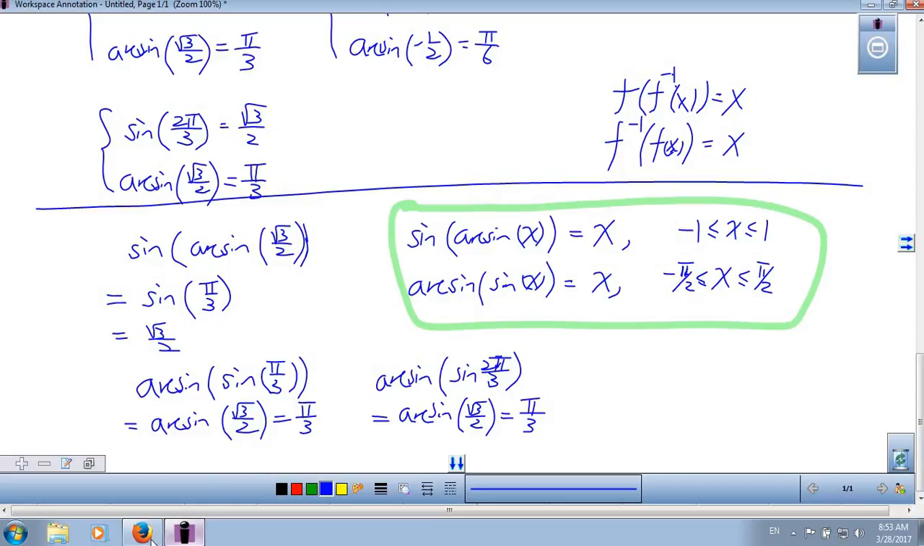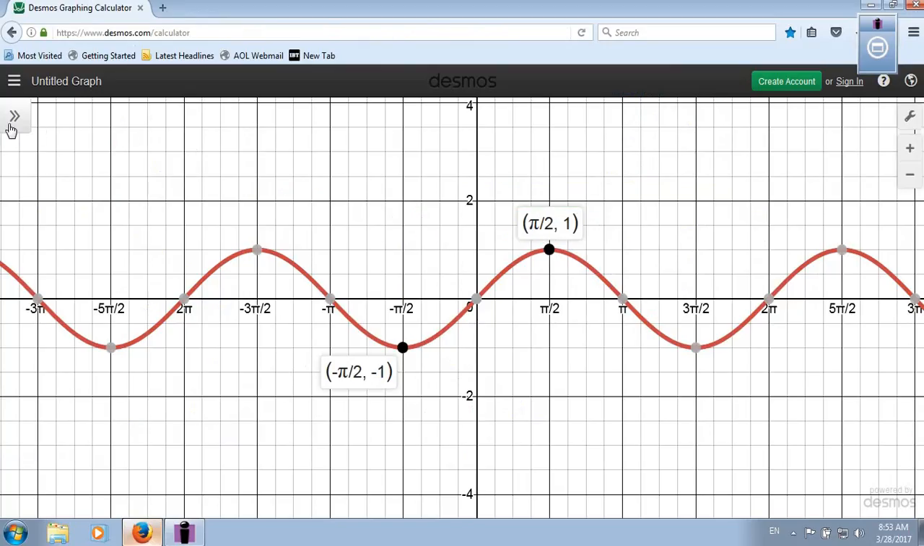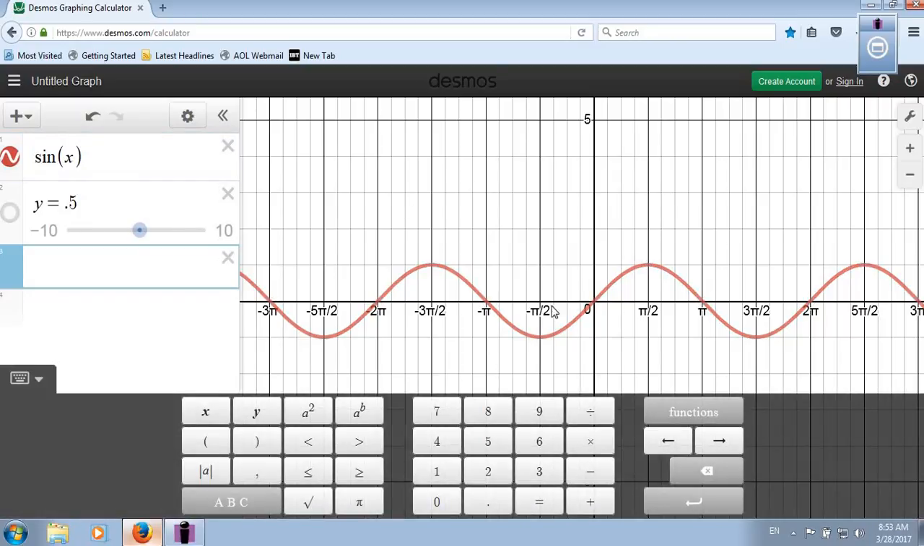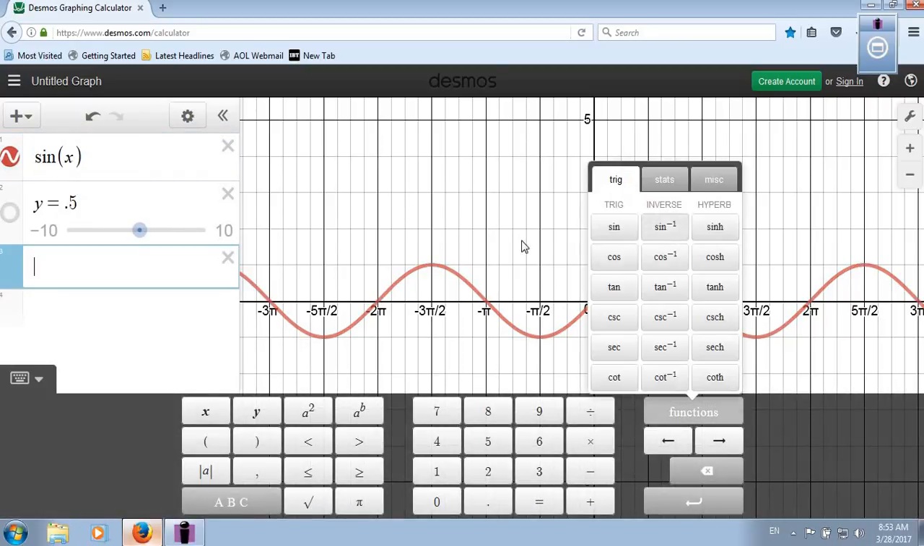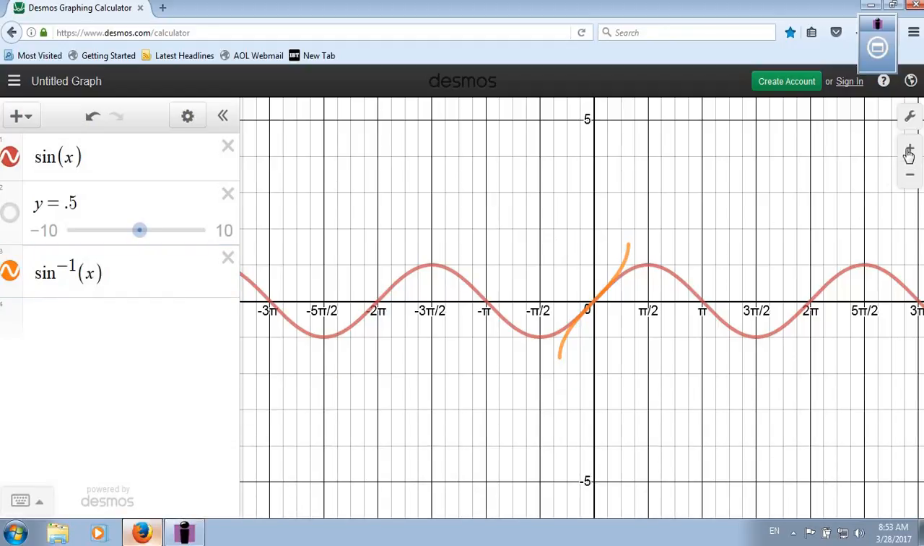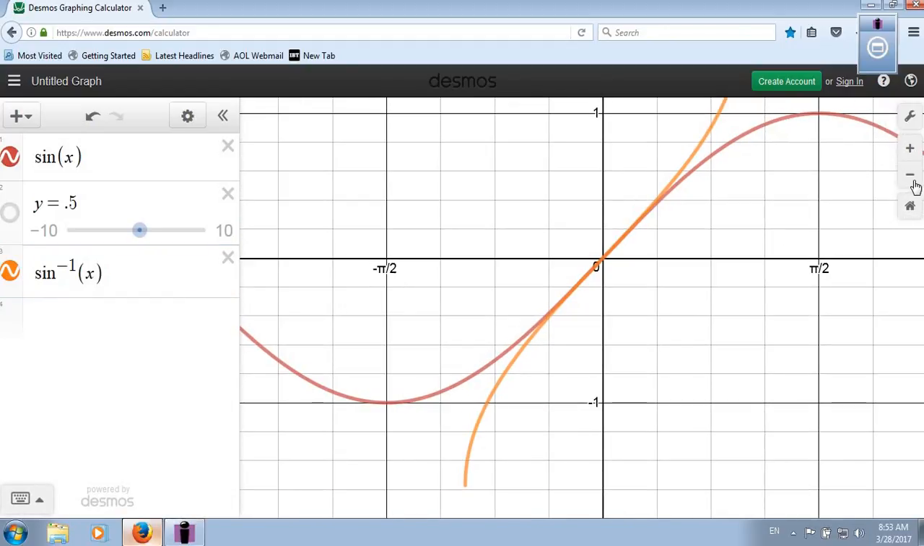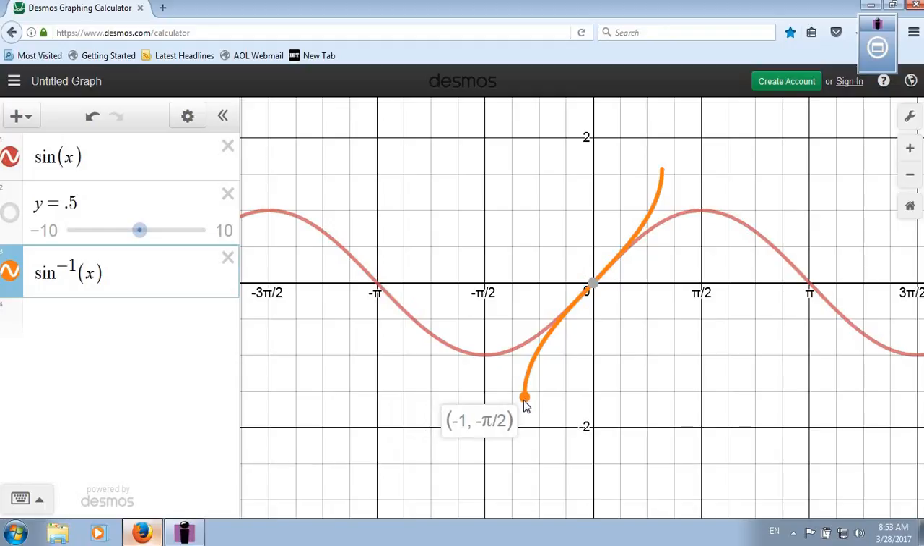Now, what does the graph of arcsine look like? This is the sine graph, and let me show you the graph of arcsine, which is inverse sine of x. As you can see, it's that little piece of graph here, and it starts from negative 1, negative pi over 2, which is exactly the inverse of this point. You see how those two points are switched around. Here, pi over 2, 1 is the inverse of 1, pi over 2. Because it's the exact inverse.